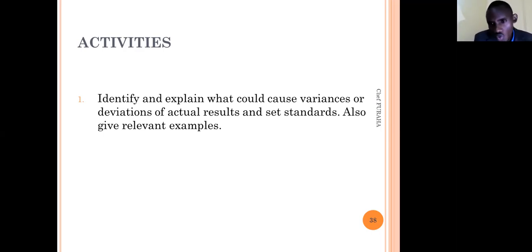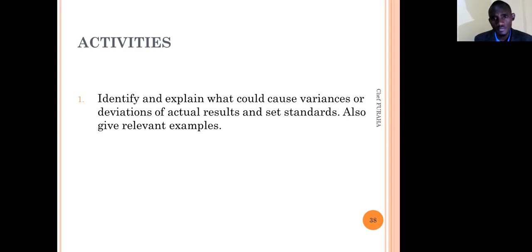So what causes variations or variances between actual results and set standards? You will do this assignment. You go and identify what could cause variances and deviations. When you say variances, it is the difference between actual results and set standards. When you talk about deviations, how often do staff members deviate from our standards? It means standards are not being followed. They are just ignored. Those are deviations.